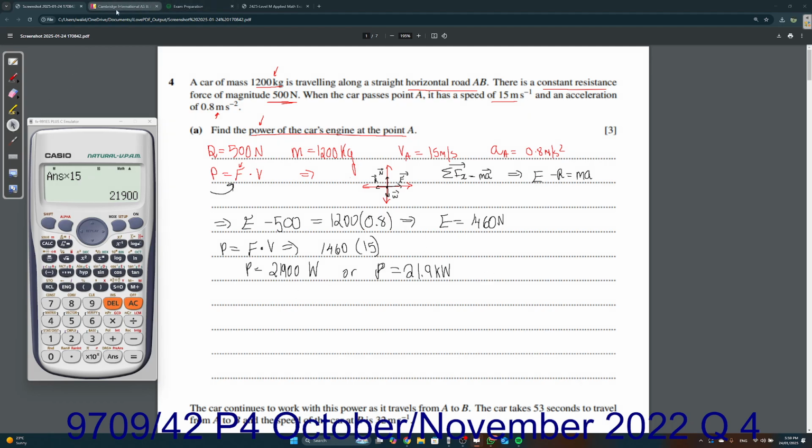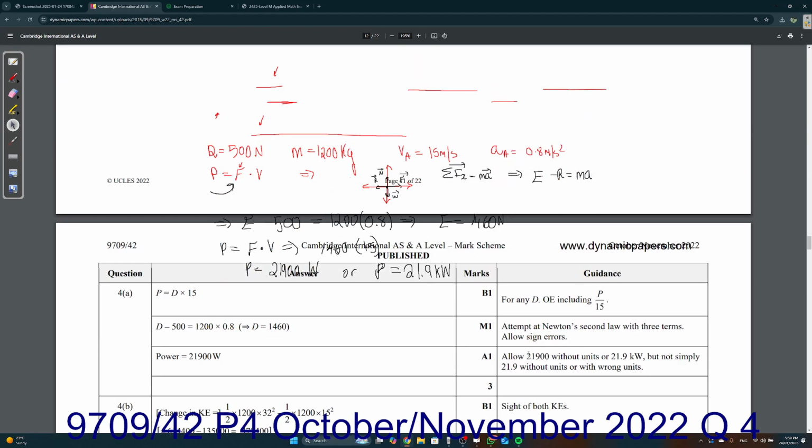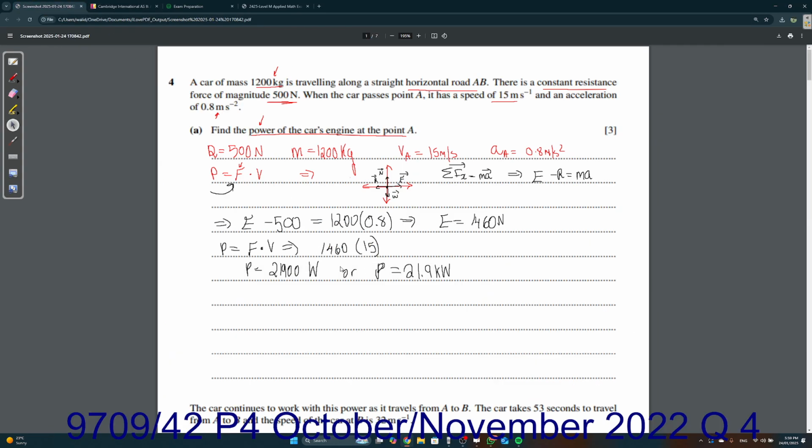You need to put the unit, okay? The marking scheme says if you put 21,900 without units, it's fine. But 21.9 kilowatts is also fine. But if you say 21.9 without units, it's wrong, okay? In my opinion, don't take a risk. Always play it safe and put your watt unit.